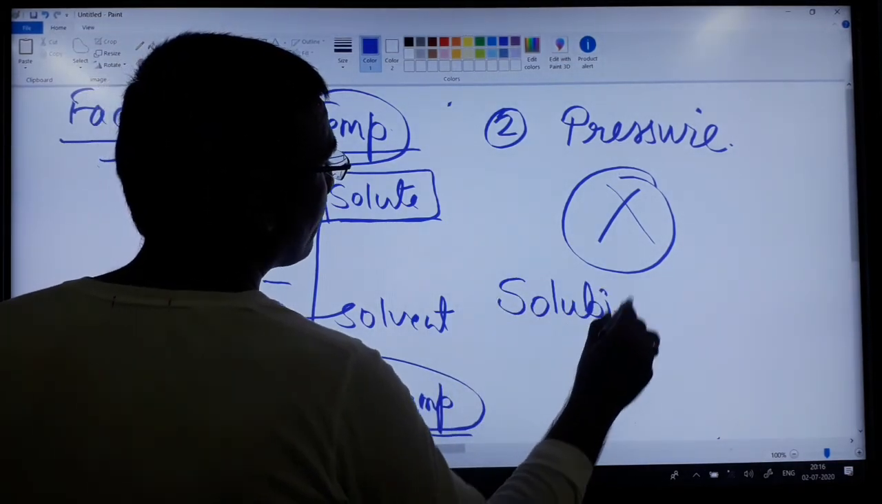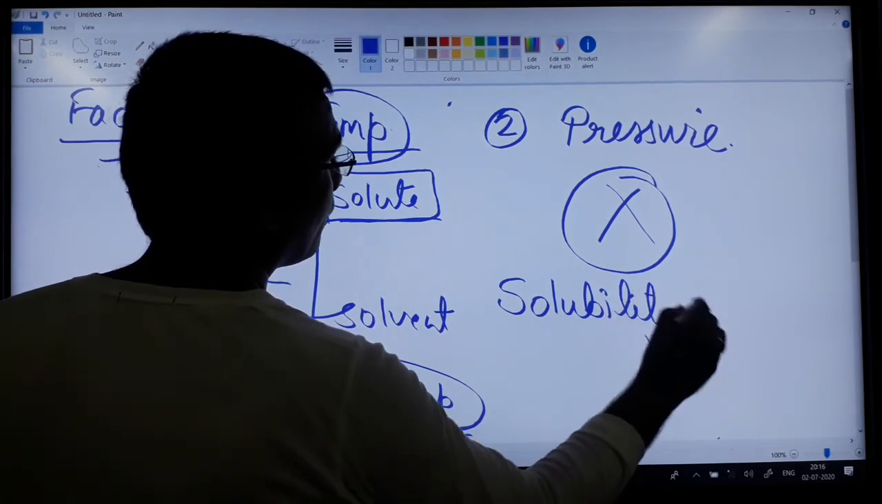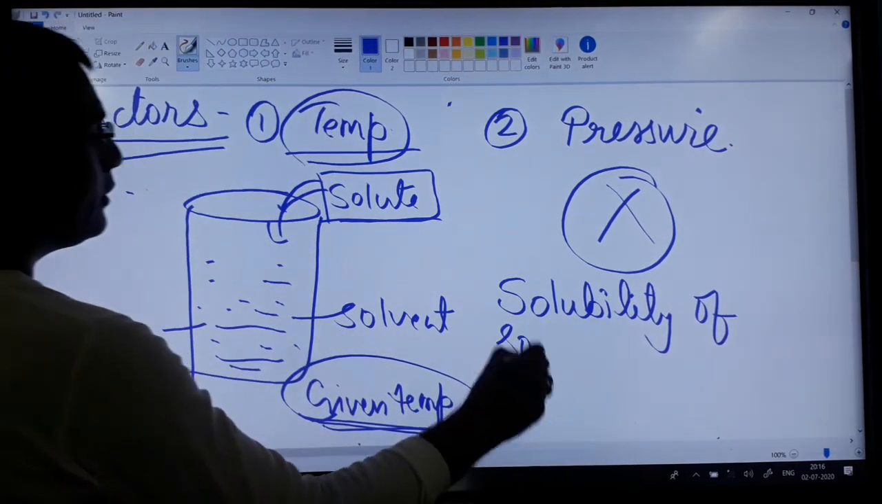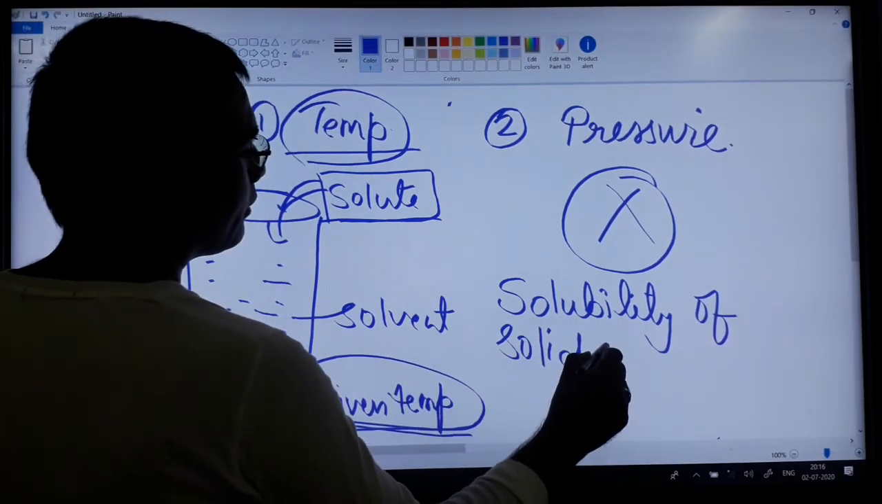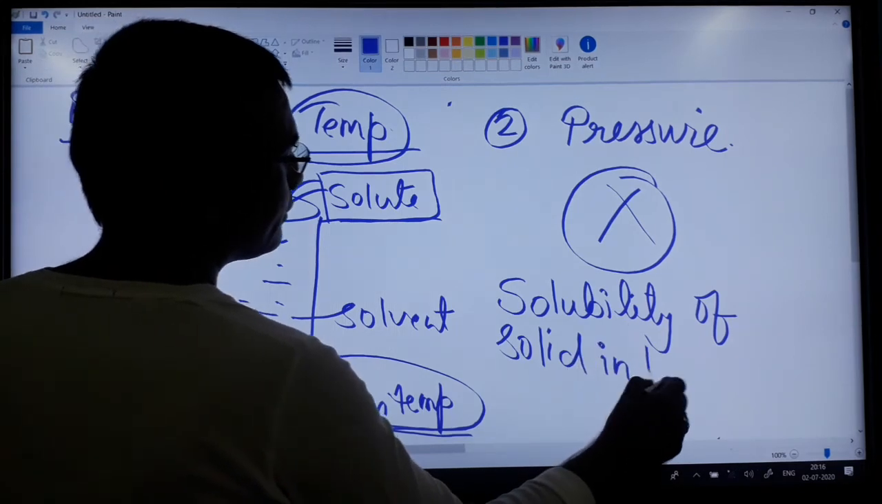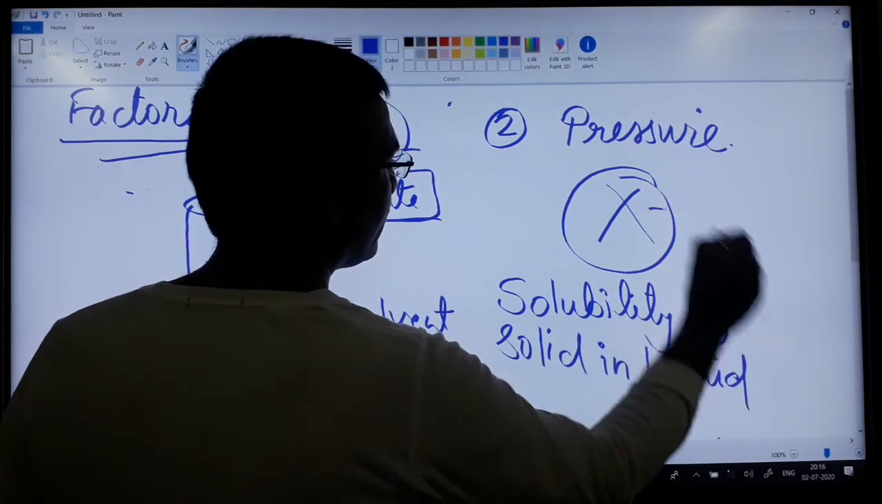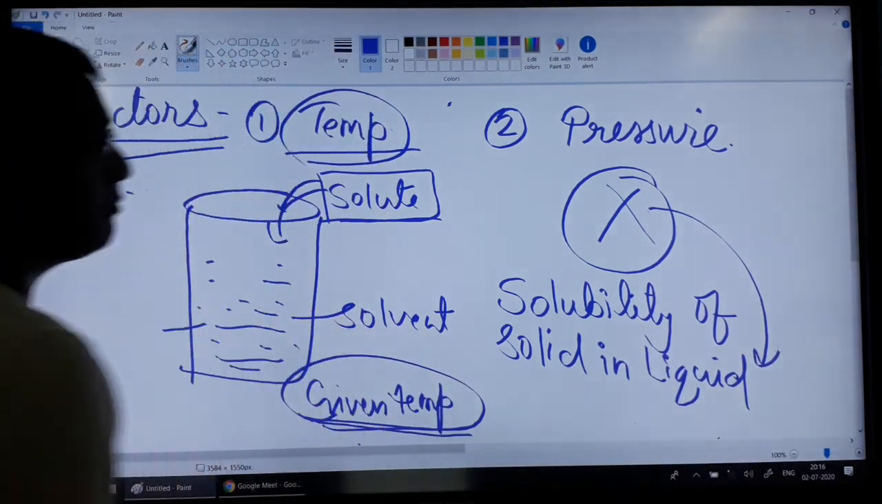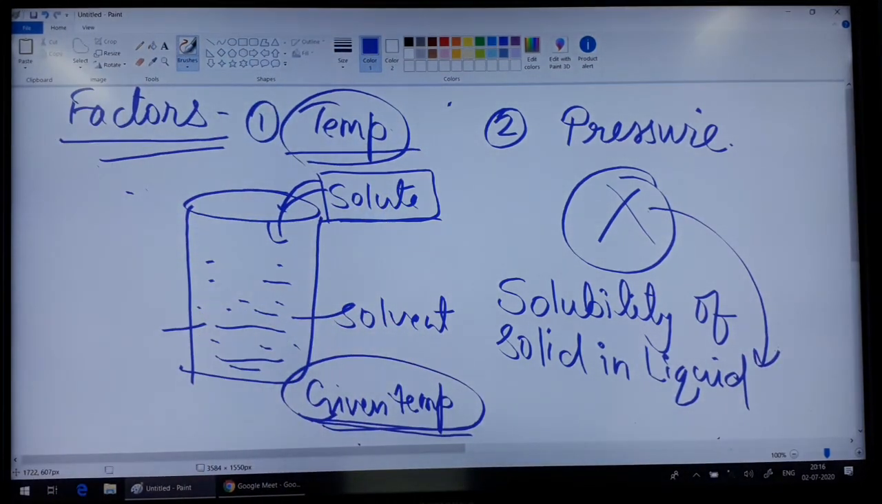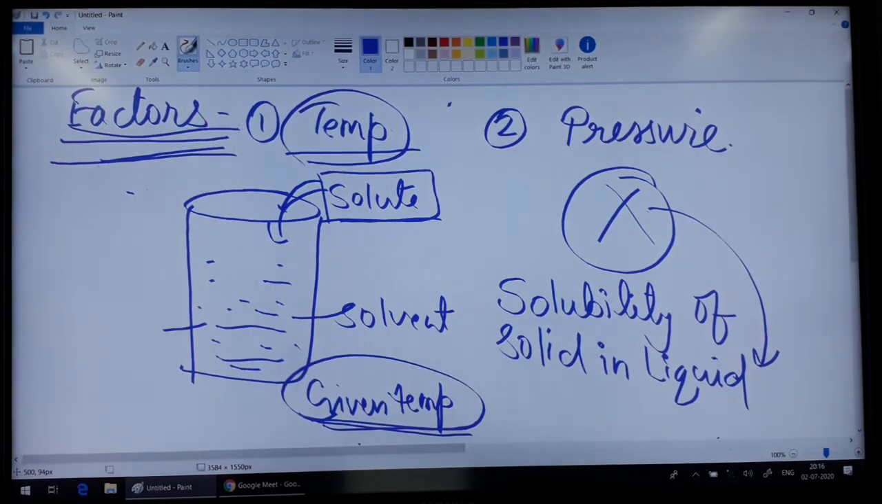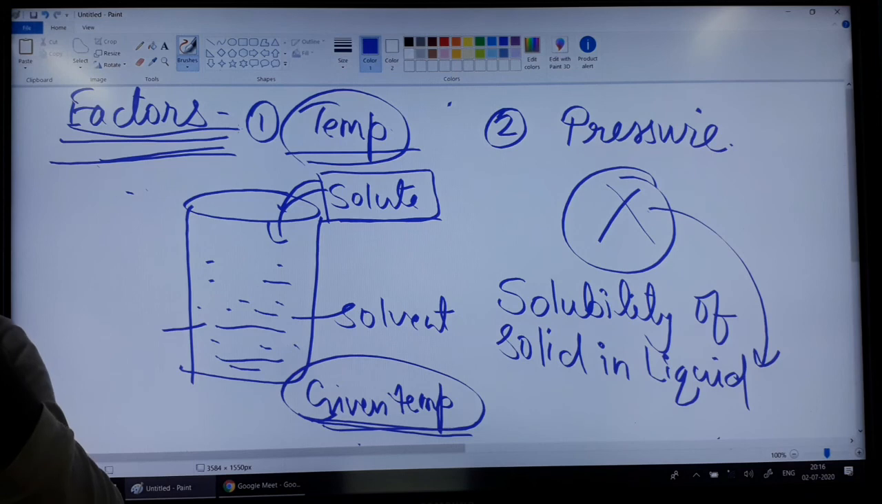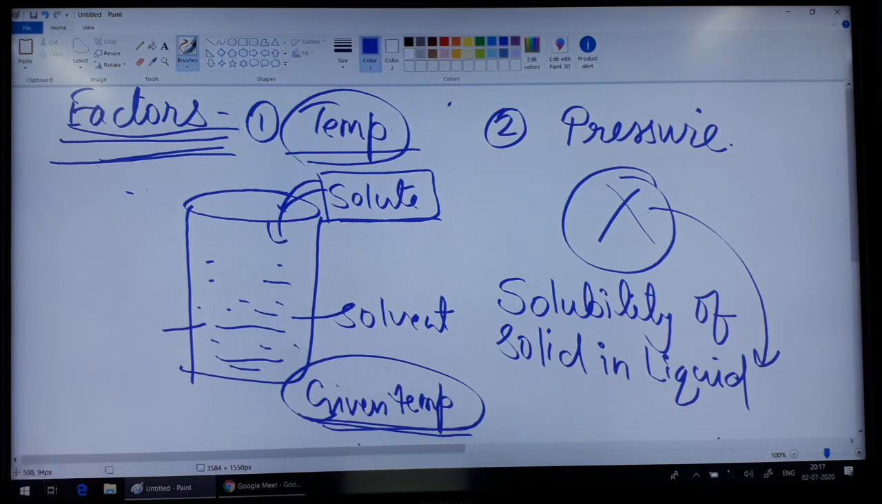Solubility of solid in liquid is not affected by pressure. So these are the two factors on which solubility is depending.